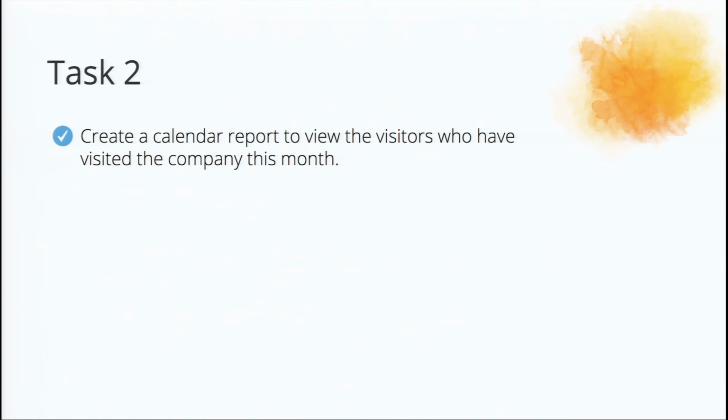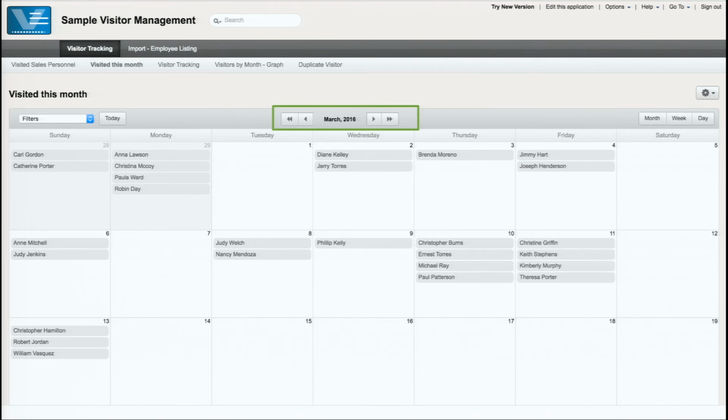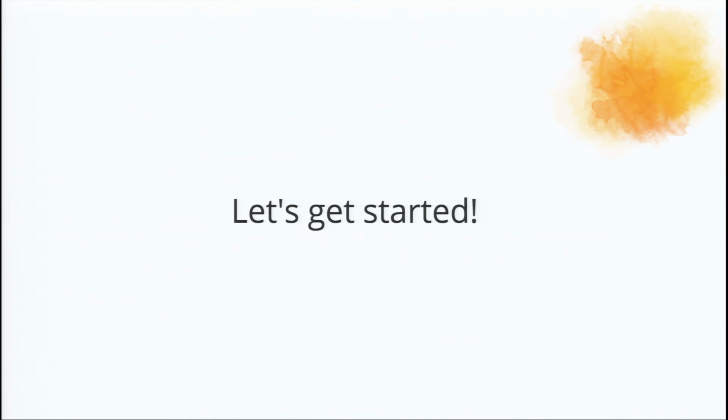We want to see a calendar displayed, and in the calendar you see against each and every date an employee or a visit. So that's what it looks like. This is the report that we'll be creating. So you can see visited this month, and under each date you can see the visitors. So let's get started to do this.